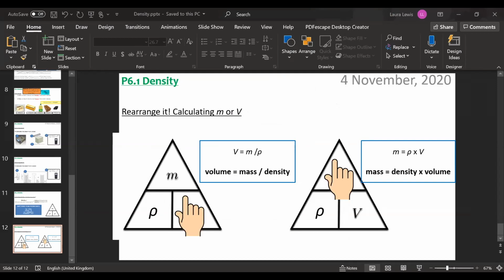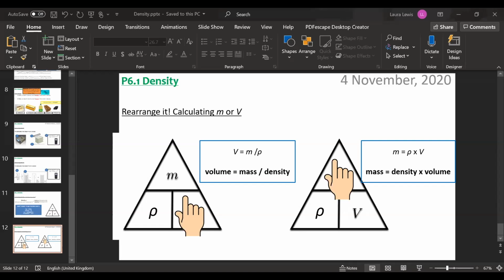5 times 55 is 275 grams. Okay, underline that.